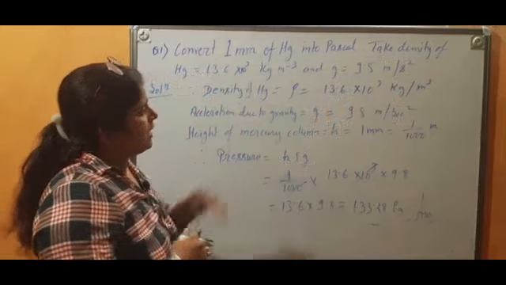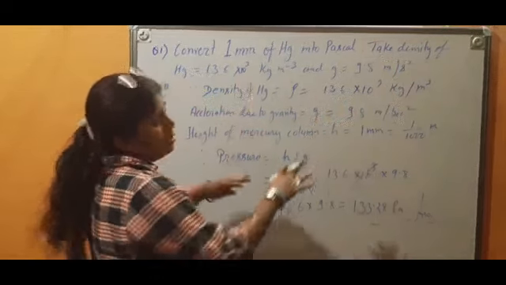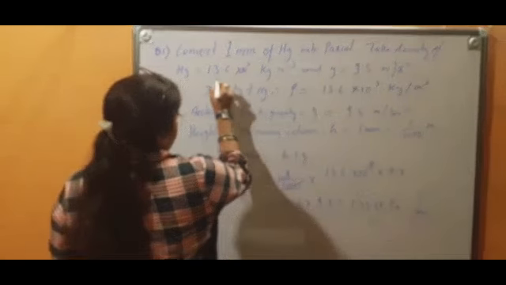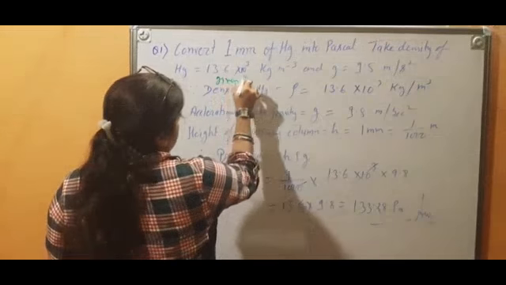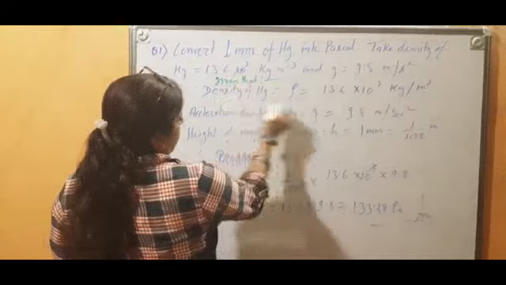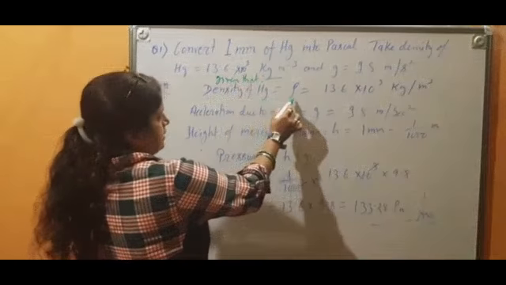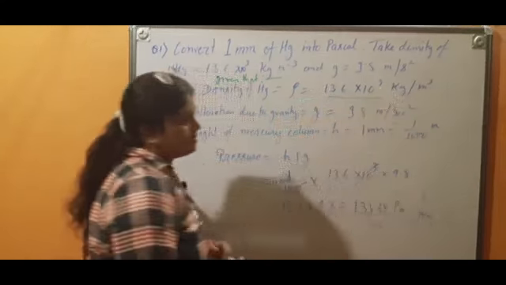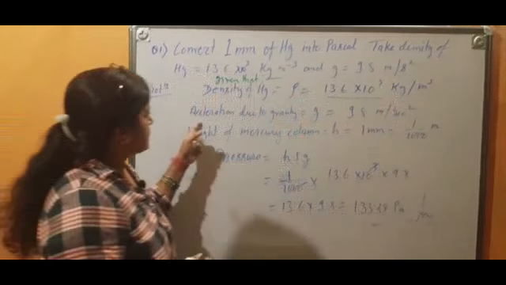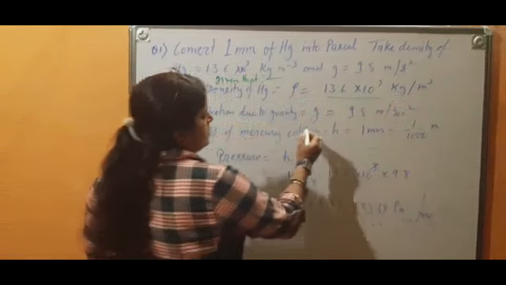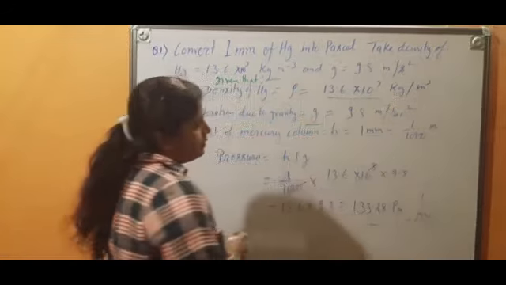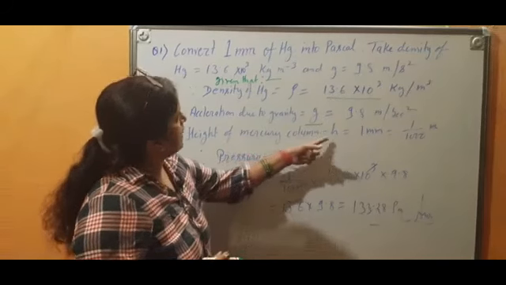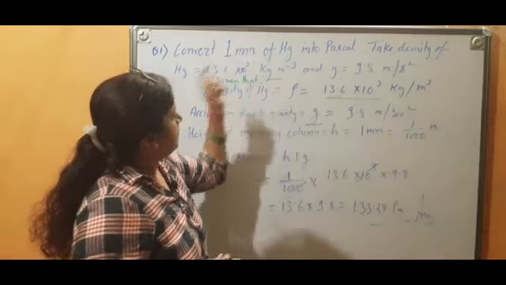For that, what I have done, I just noted the values whatever is given. You may write down that as given: whatever is given, you write down. Density of mercury, that is rho, is given as 13.6 × 10^3 kg per meter cube. Acceleration due to gravity, small g, is equal to 9.8 meter per second square. And height of the mercury column, h, is equal to what, that is 1 mm, millimeter.